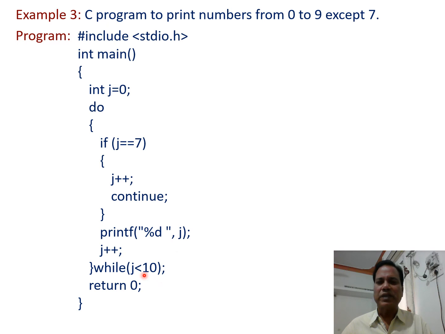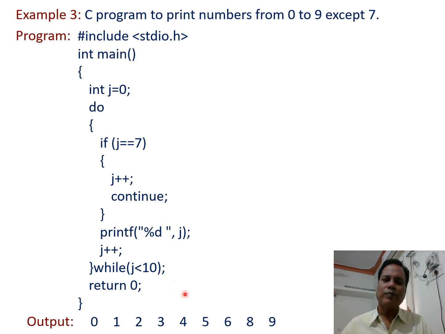When the condition is tested, it is found to be false. So control comes out of the do while loop, and the next statement after the do while loop is return 0. That tells the compiler and operating system that the program is executed properly. So when this program is run, we get the output as 0, 1, 2, 3, 4, 5, 6, 8, 9, skipping 7. So by use of the continue statement, we can skip 7.